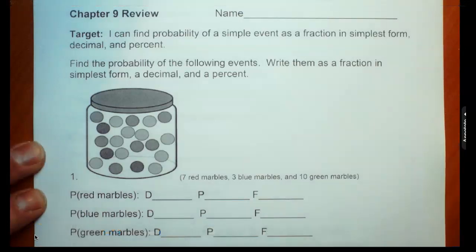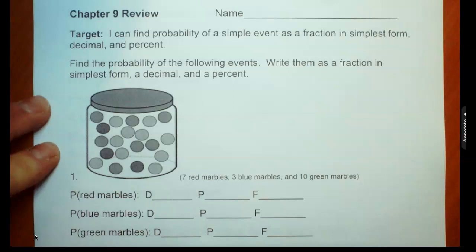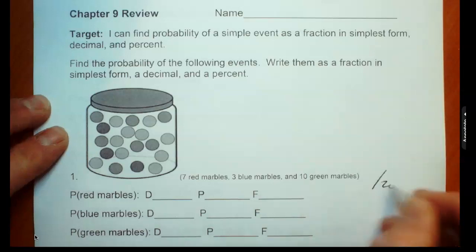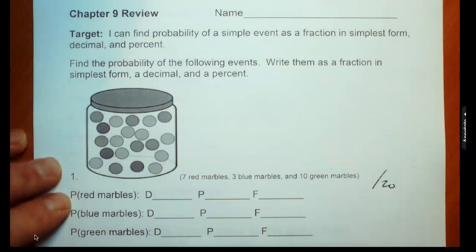Hey folks, we're going to do the Chapter 9 Carlton review, writing probability as a fraction, decimal, and percent. Got a marble jar here that's going to basically do you no good unless you can see the colors in color. But we do have it here: 7 red, 3 blue, and 10 green marbles. So it looks like we have a total of 20 marbles altogether. So the probability of drawing a red marble.